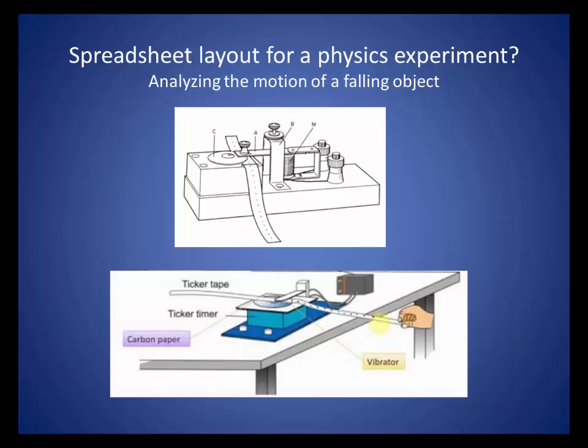And I use this device called a ticker tape timer. Basically, you've got a little buzzer here that makes this pin go up and down. And there's a little sheet of paper here. This is carbon paper, as you can see in the diagram below. And I have this white strip of paper that goes beneath the carbon paper, and the pin hits it from above. And every time the pin hits and I pull this paper through, I'll put a little dot on the paper.